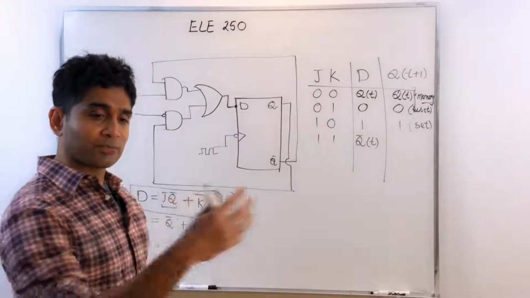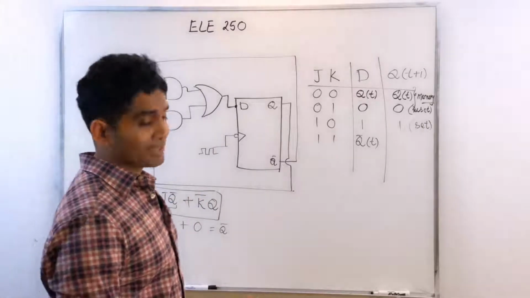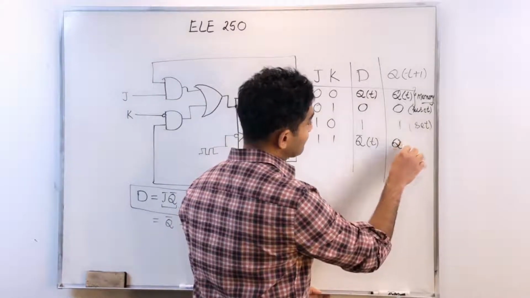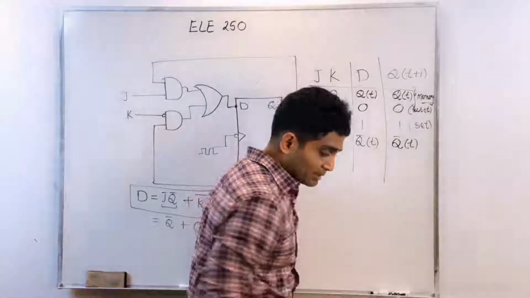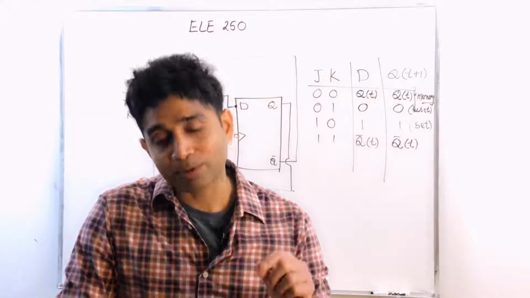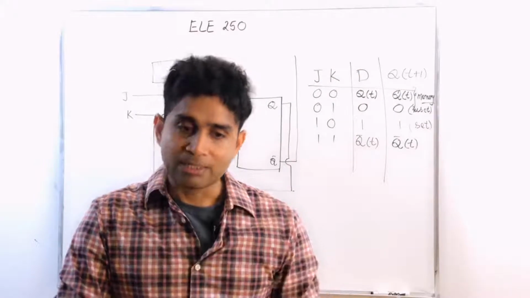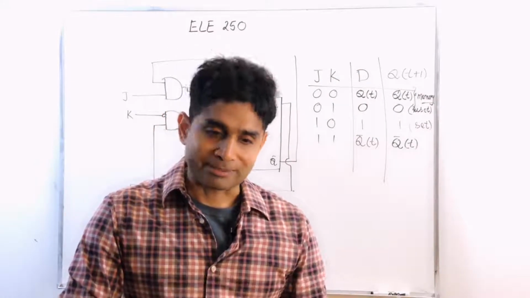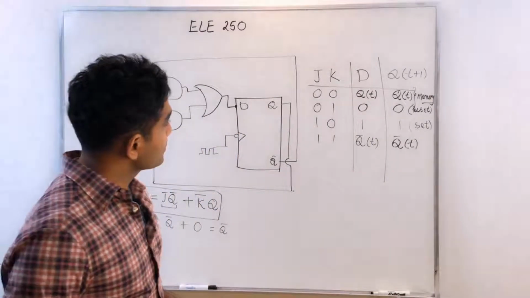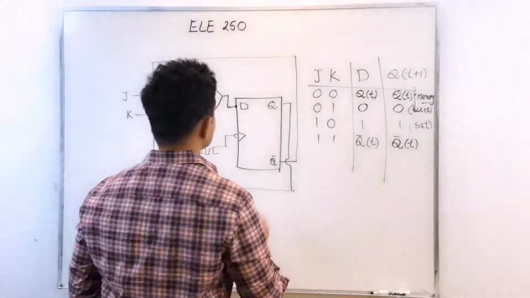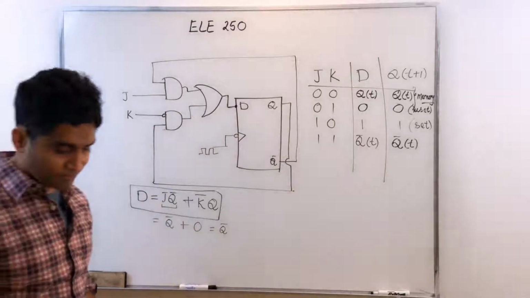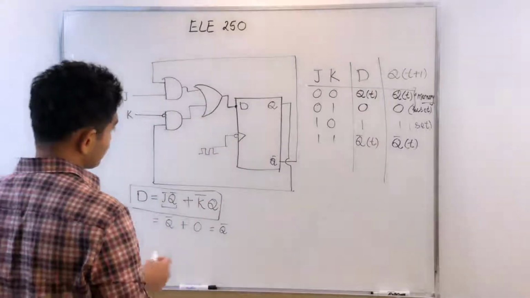So in the next active edge, what do I get? In the next active edge, once my flip-flop is triggered, I end up with Q prime of t. So it was Q of t at the previous active edge. In the next active edge, it became Q prime of t. In other words, the output Q got complemented. Does it make sense? So that's the characteristic table we got for this new type of arrangement using the D flip-flop and a bunch of combinational gates. And we call this the JK flip-flop.